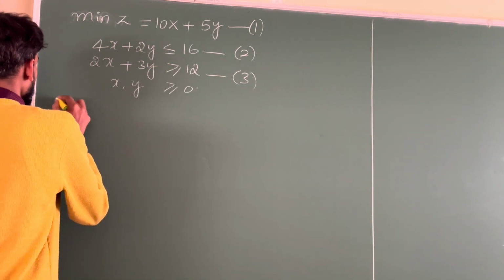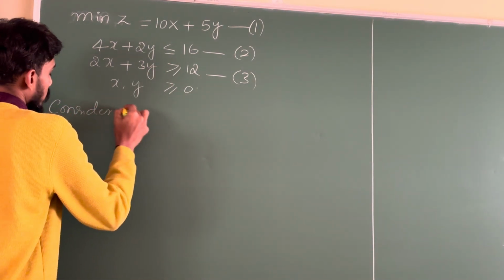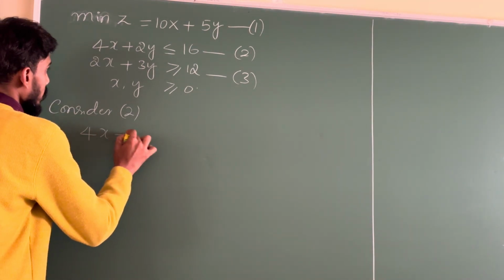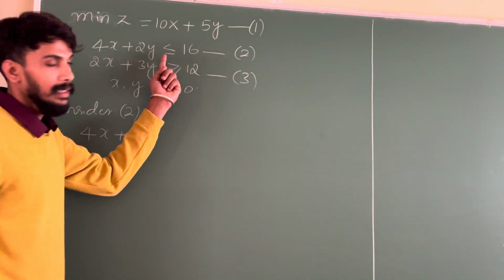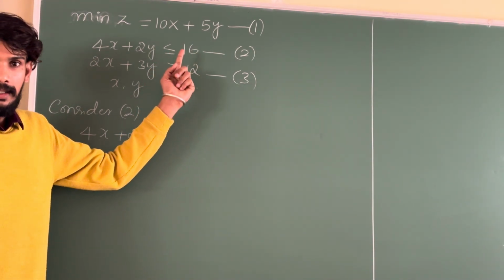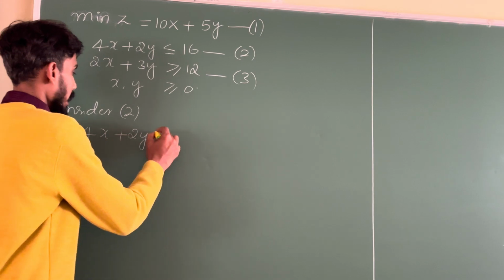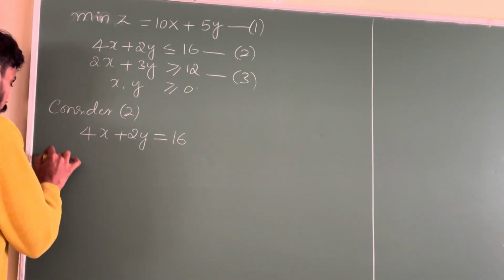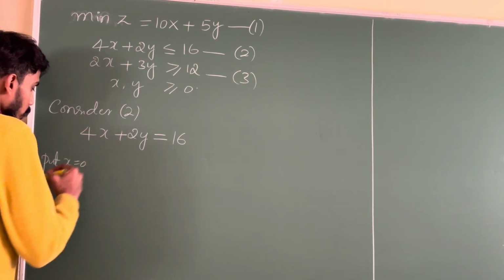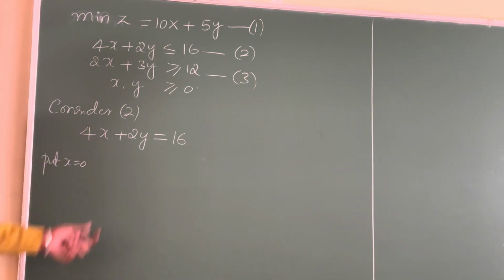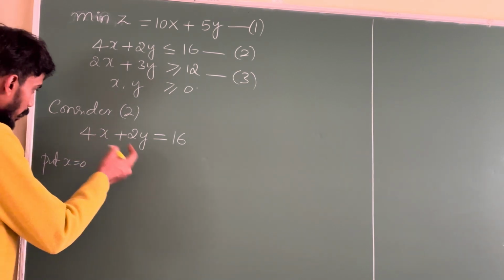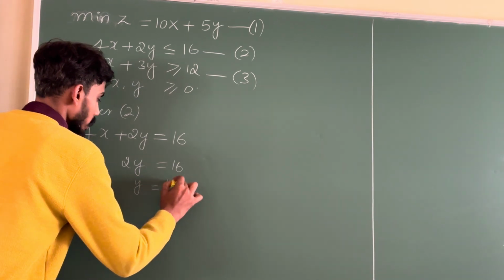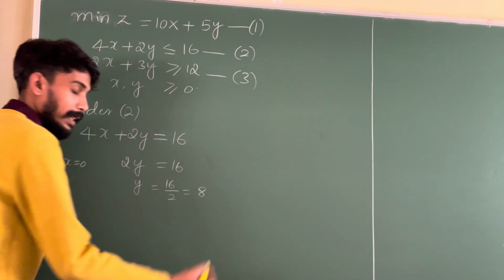First, let us consider equation 2. For the equation 4x plus 2y less than or equal to 16, we have to remove the inequality and write it as equal to 16. Now first put x equal to 0 in the equation. 4 into 0 becomes 0, then 2y equal to 16. y equal to 16 divided by 2, that gives you 8.